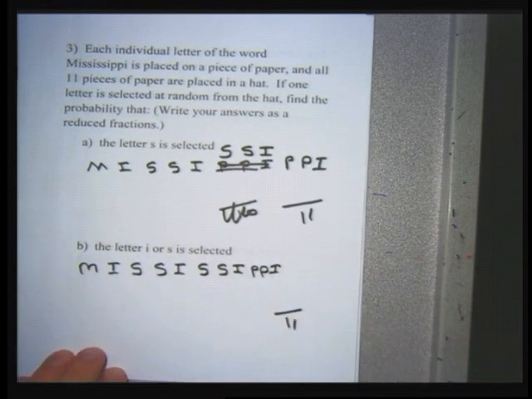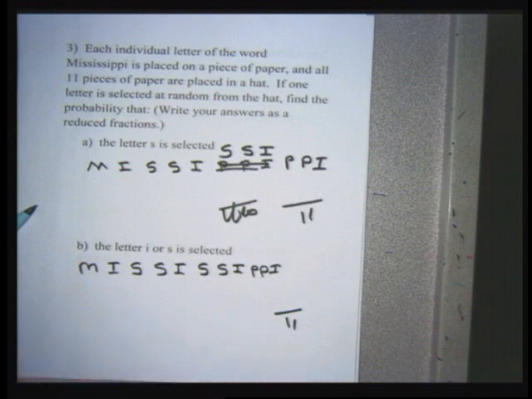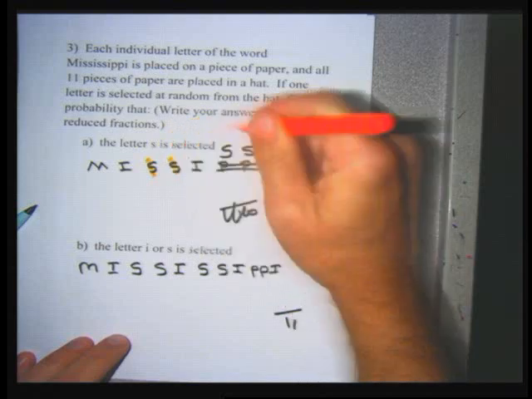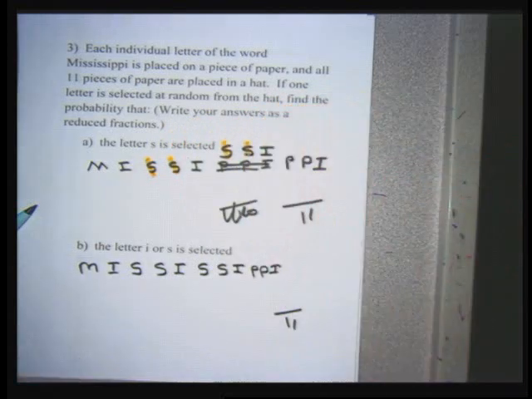The numerator is going to be the number that have the desired choice, and in part A, the desired choice is an S. So that's going to be 4 in 11.